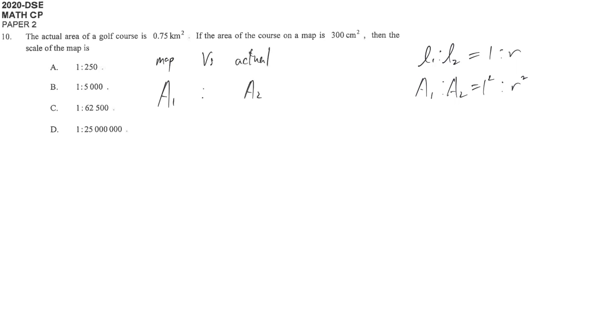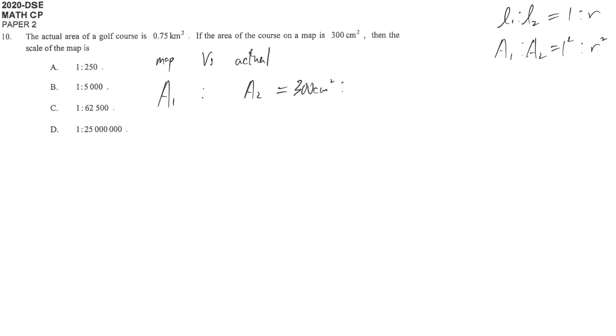So I define the map area as A1 and the actual area as A2. And because they have different units, don't forget to write down your units in your ratio. The ratio is, map 300 cm square, actual 0.75 km square.